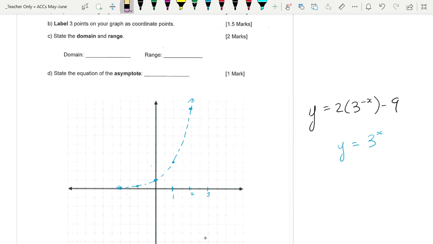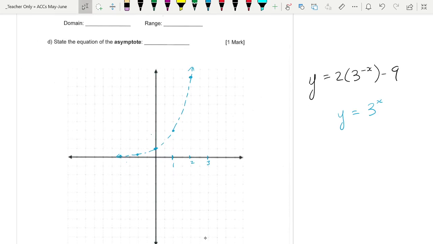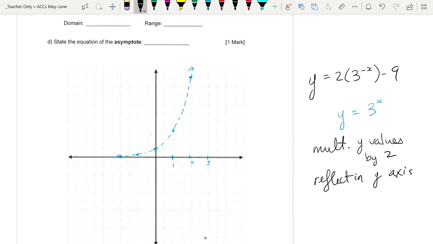Much better now. Okay, what am I doing to this thing? I'm going to write it in words. I am multiplying y values by 2. I am reflecting in the y-axis, and then I am shifting down 9 units. So that's what we're doing.